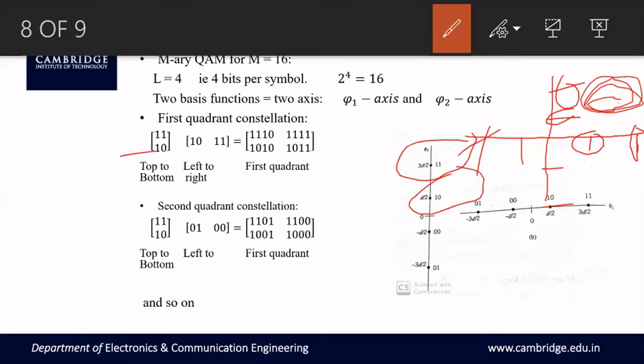What is the bit pattern? 1, 1. So 1, 1 is chosen. 1, 0. 1, 0 chosen. So the positive side of the y-axis is chosen as a vertical column. Next here, this fellow and this one, the right side of the x-axis. That's going to make one horizontal matrix. So vertical matrix for y-axis, horizontal matrix for x-axis. These two will make the first quadrant.